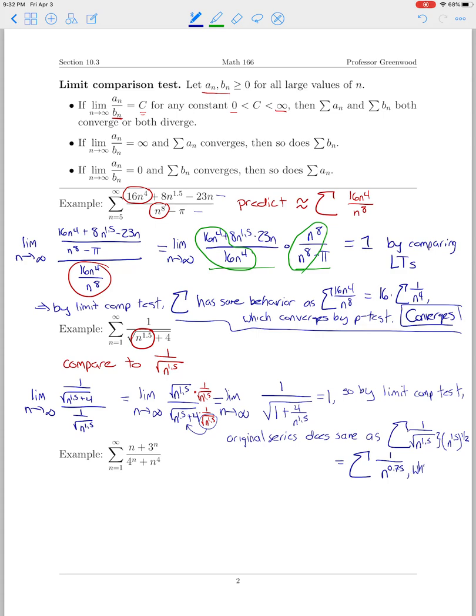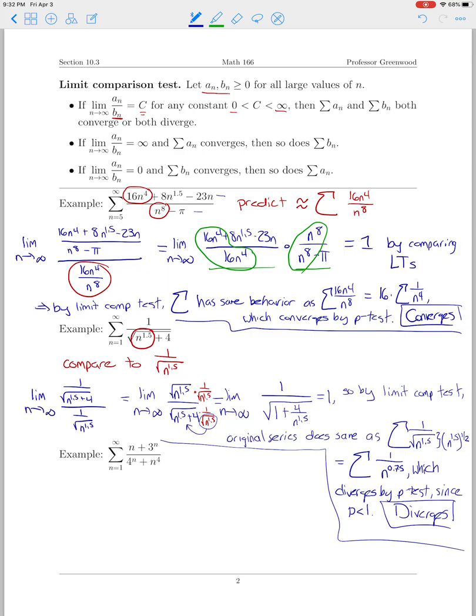And so this diverges by the p-test, since p is less than 1. And so that means that, sort of backtracking through my logic, the original one had to diverge as well.